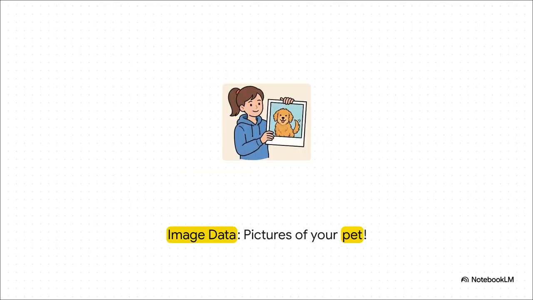Then there's image data, which is literally just like snapping a quick picture of your favorite dog. Image data is made up of pictures, drawings, or photos. Humans are super visual creatures, so pictures make it really, really easy for us to see and understand information instantly. Whether it's a photo of your pet, a cool illustration in a comic book, or a whole collection of images on your computer, it's a wonderfully powerful form of data.